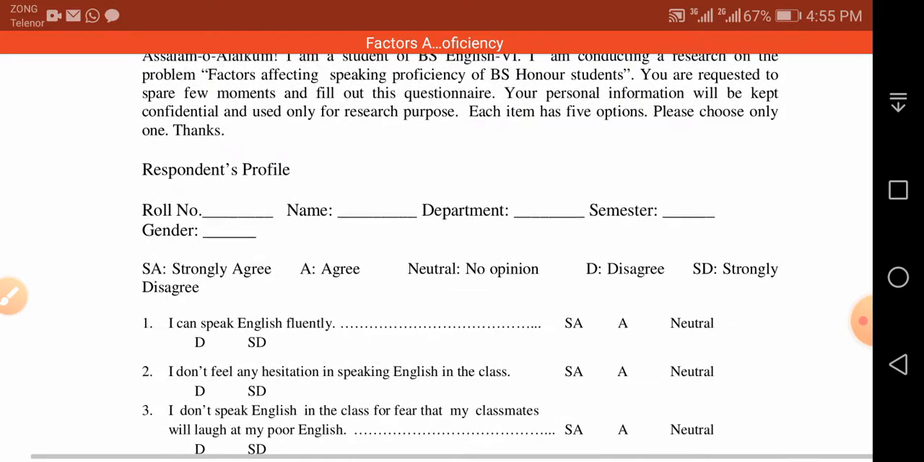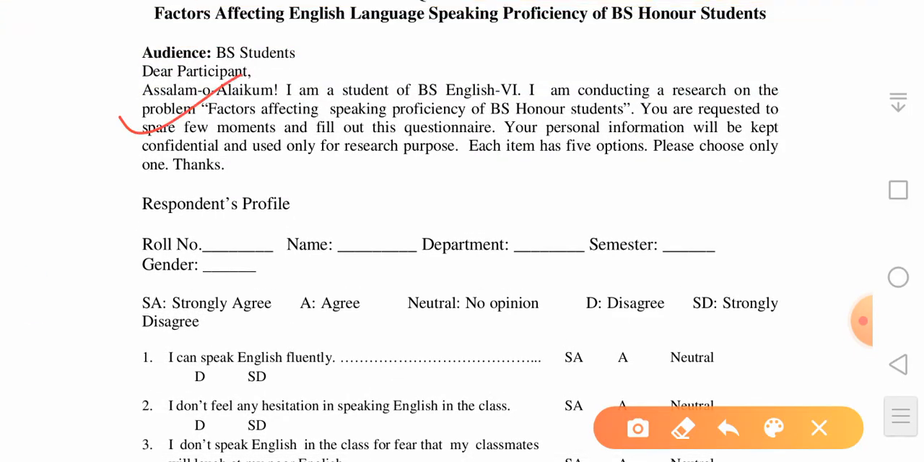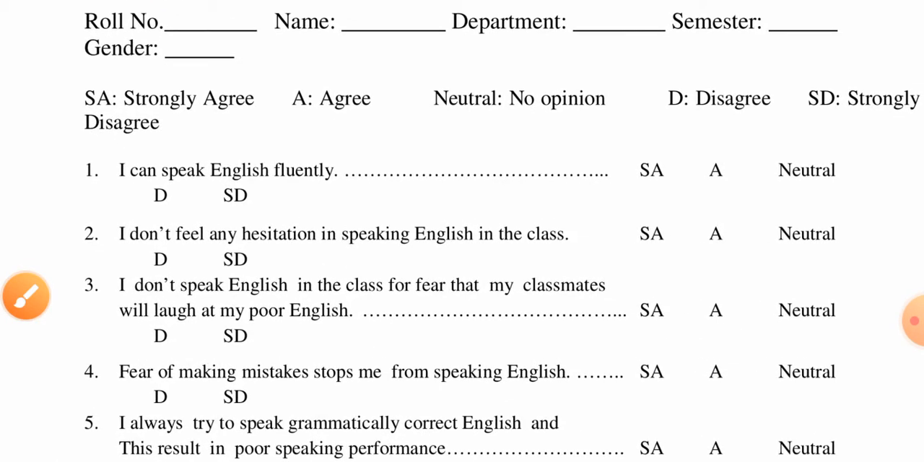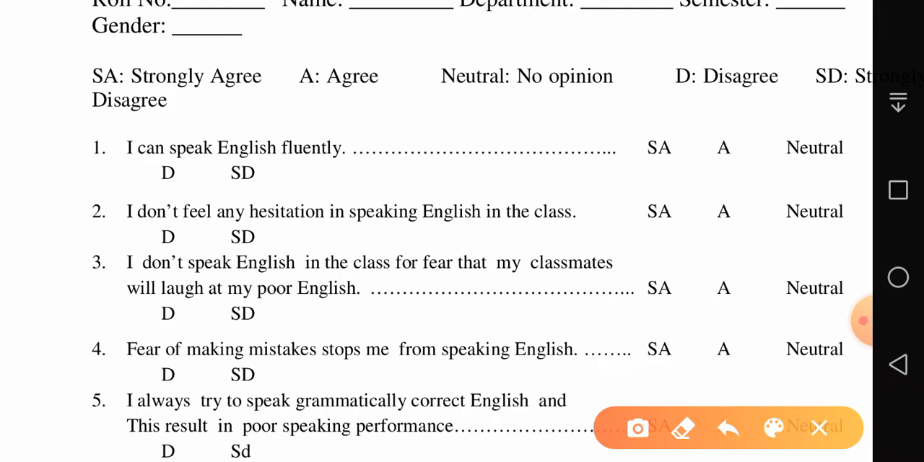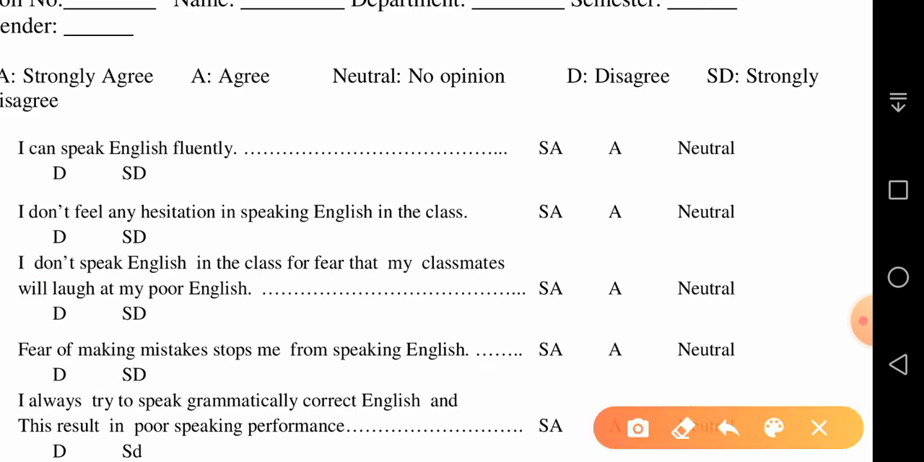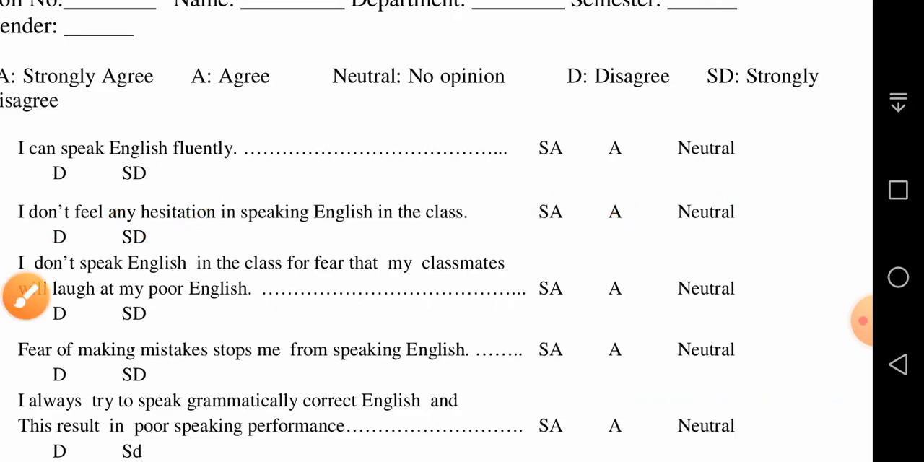So you can see this is the introduction of the questionnaire, and the respondents' profile, that is demographic data. Now these are the items. Let's see item number 2: I don't feel any hesitation in speaking English in the class. The options were strongly agree, agreed, neutral, disagree, and strongly disagree. So these were the 5 options given, and this questionnaire was distributed among 30 students of the Department of Physics.